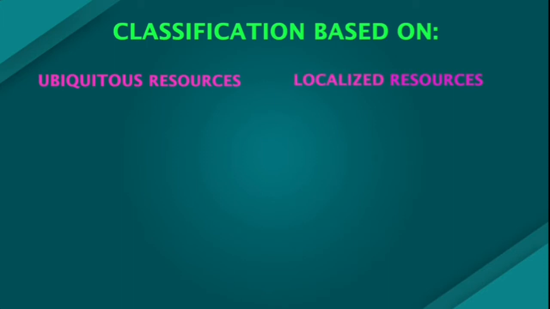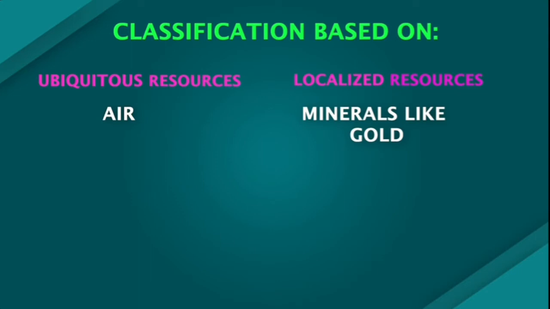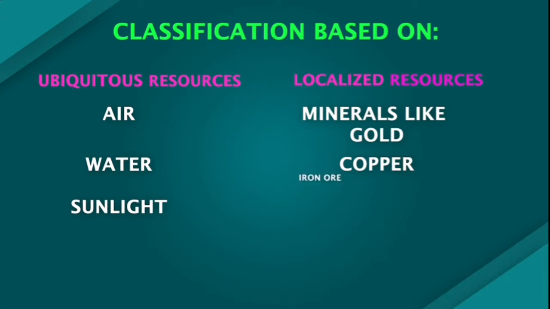In the beginning, you had listed out some of the resources. Now, can you classify them into ubiquitous resources and localized resources? Air, minerals like gold, water, copper, sunlight, iron ore. Yes, very good. Students, you have understood what ubiquitous resources are.